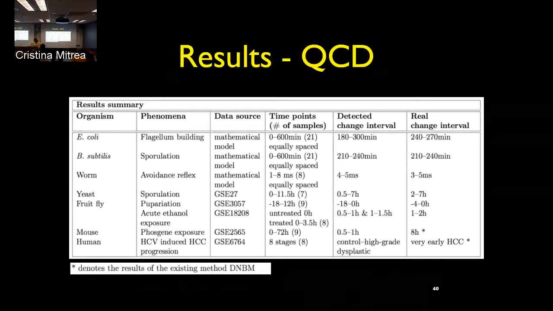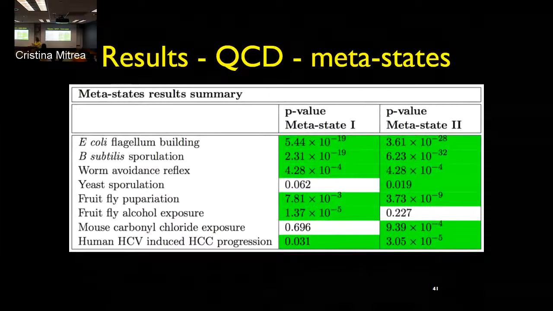Again, that's why they have the card that denotes the results of PNP. We also validated our metastates for each of these cases. We wanted to see, do we really have the transition from one big metastate to another? For instance, in the E. coli case, we had from no flagellum to flagellum. In the hepatocellular carcinoma case, we had from no disease to disease.